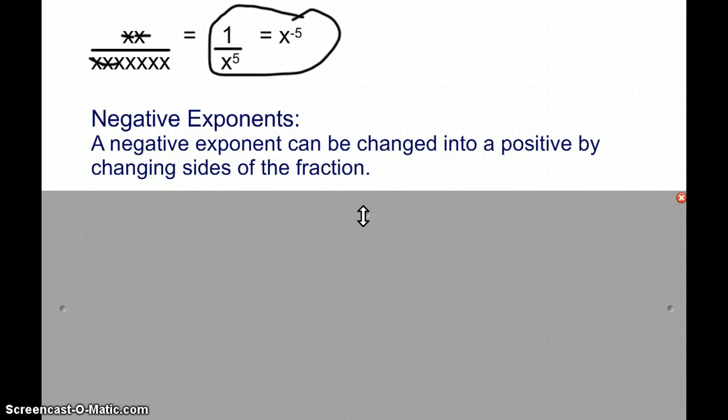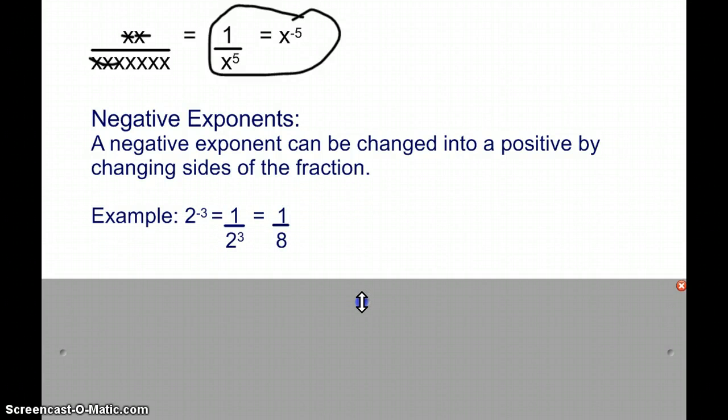A negative exponent can be changed into a positive by changing sides of the fraction. When we look at our example from above here, we had x to the negative 5th, and we said that's the same as 1 over x to the 5th. So that x to the negative 5th is on top right now. It moves to the bottom to become positive.